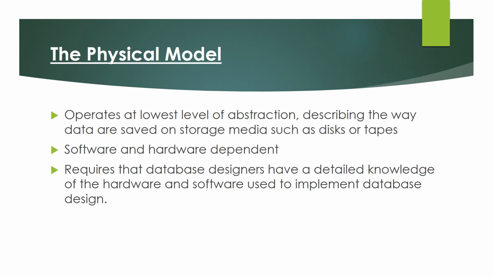Now comes the third type of data model, that is the physical model. It operates at the lowest level of abstraction, describing the way data are saved on storage media such as disks or tapes. And these are software and hardware dependent. That means when we talk about the storage media, then this physical model comes. This physical model shows the entire storage structure of the database, that is, how the data is internally stored inside the database. Is it stored in the form of bits or bytes? All these things related to storage are described in the physical model.